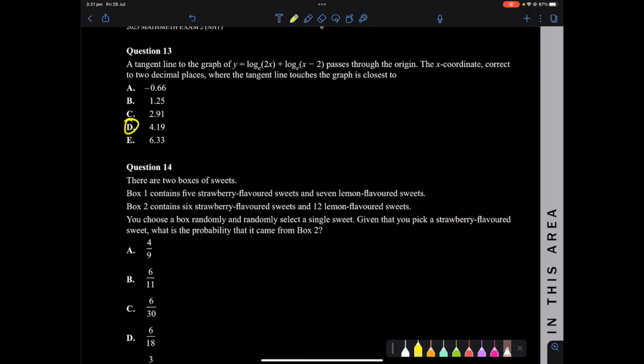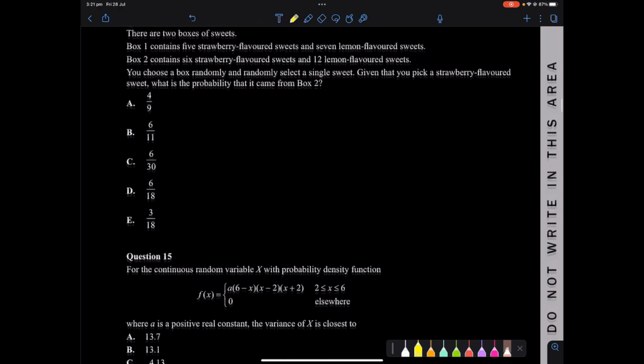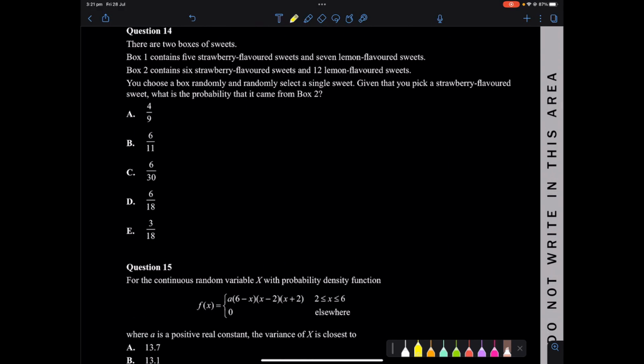A tangent line to this passes through the origin, the x-coordinate correct to this one. Okay, makes sense. Okay, there are 2 boxes of sweets. Box 1 contains 5 strawberry flavored sweets and 7 lemon flavored sweets. Box 2 contains 6 strawberry flavored sweets and 12 lemons. You choose a box randomly and select a single sweet. Given that you pick a strawberry sweet, what's the probability, okay.